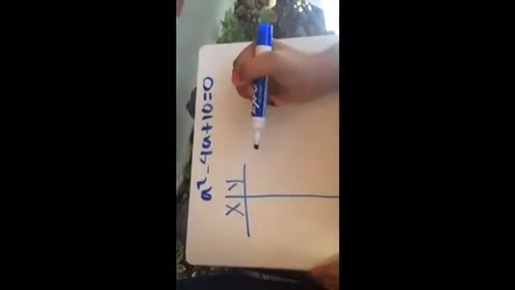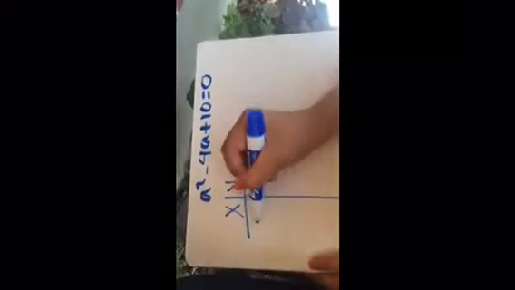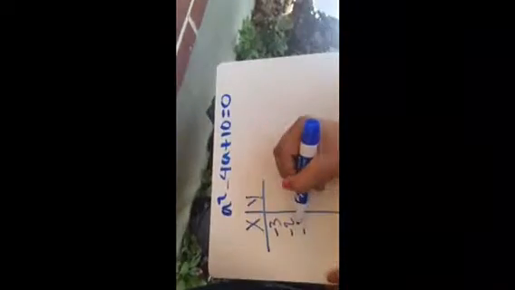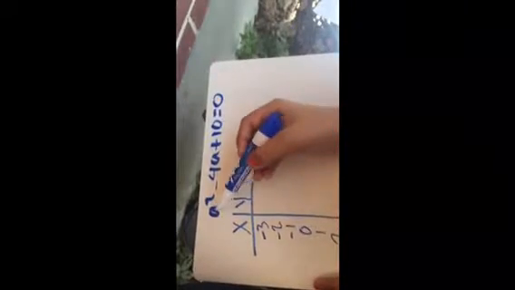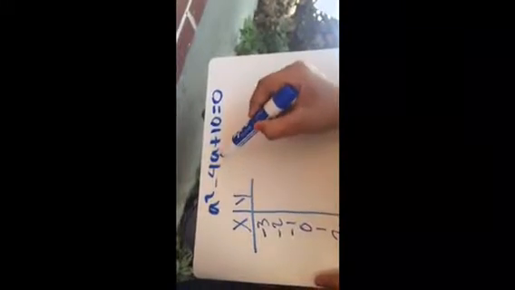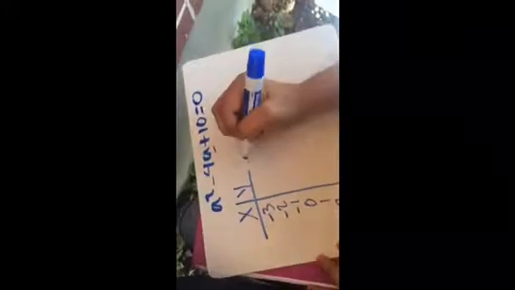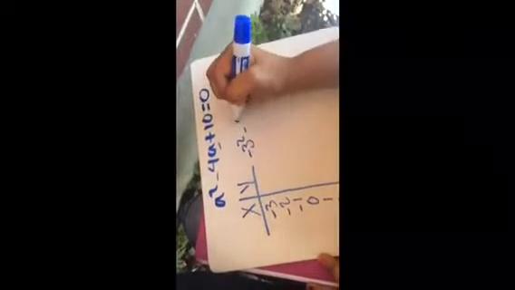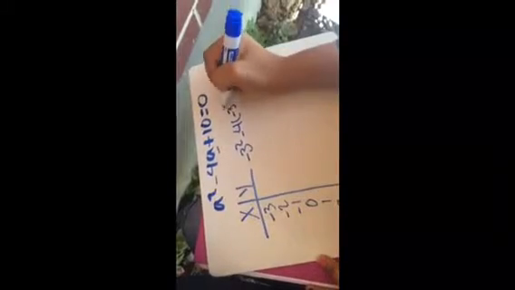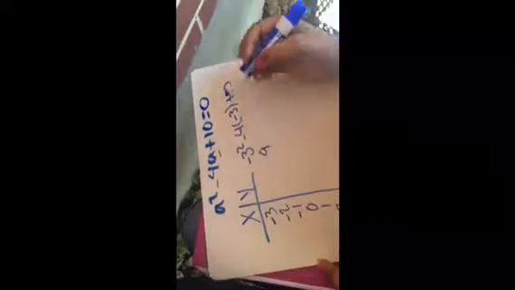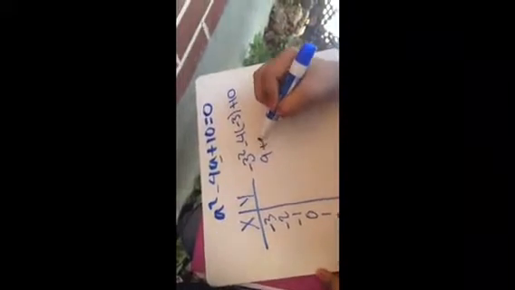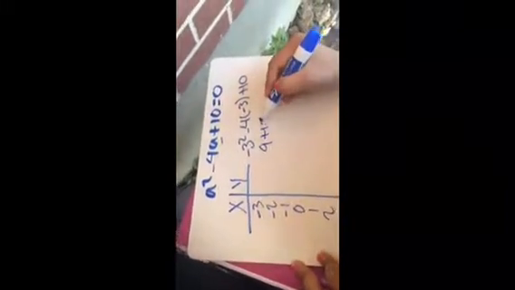Now we have to make the chart from negative 3 to 3 for the inverse. So it would be negative 3, negative 2, negative 1, 0, 1, 2, 3. And same, we have to plug in all these numbers, one by one, into our equation. So it would be negative 3 squared minus 4 times negative 3 plus 10. Negative 3 times negative 3 equals 9. Negative 4 times negative 3 equals positive 12 plus 10, and that would equal 31.